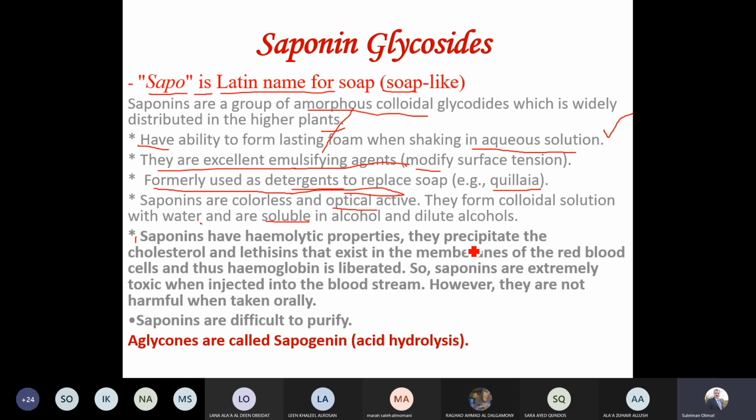We add to the solution of our saponin only a few drops of blood. If hemolysis occurs, this is a good indication that there is a saponin, because saponins have hemolytic properties. The hemoglobin is liberated from the red blood cells, and this is another very simple, easy test to determine whether or not we have saponin. Saponins are extremely toxic when injected into the bloodstream, and they are not harmful when taken orally.